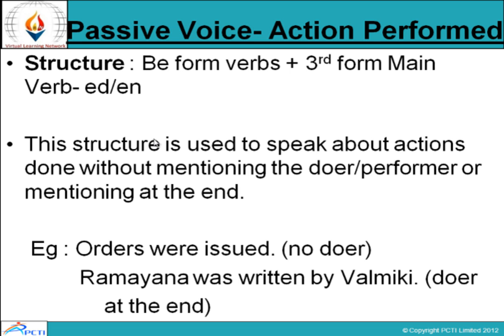If we have to mention the performer or the doer, we do so at the end of the sentence, not in the beginning, like in the usual case. Begin the sentence with the performer, like he gave a lecture. But in passive voice, we will avoid he in the beginning and we will say a lecture was given by him. So the object comes first.